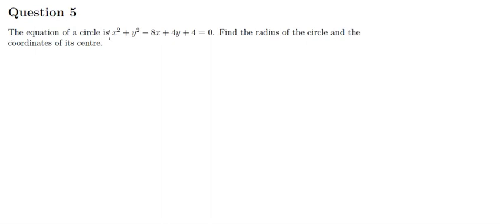The equation of a circle is x squared plus y squared minus 8x plus 4y plus 4 equals 0. Find the radius of the circle and the coordinates of its center. So what we've got to do here is write this equation in the form x minus a all squared plus y minus b all squared is equal to r squared.